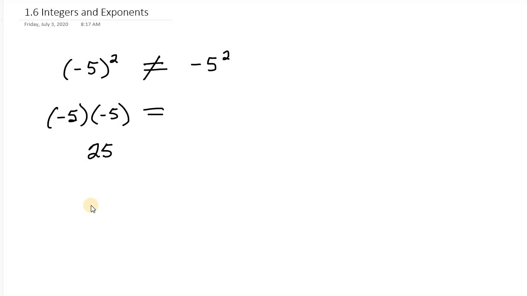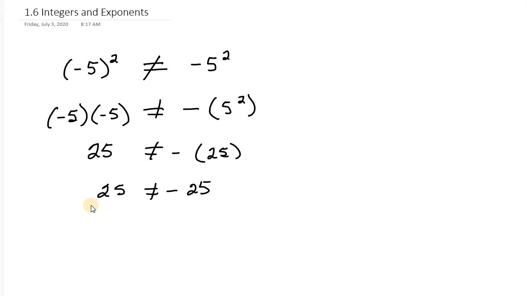Now on the right-hand side, probably a better way to say this instead of negative 5 squared is the opposite of 5 squared. So this means I'm going to take the 5 and square it first, and then take its opposite. So what I have here is 5 squared, which is 25, and I'm going to take the opposite of that, which is going to be negative 25. So these two things are not equal.